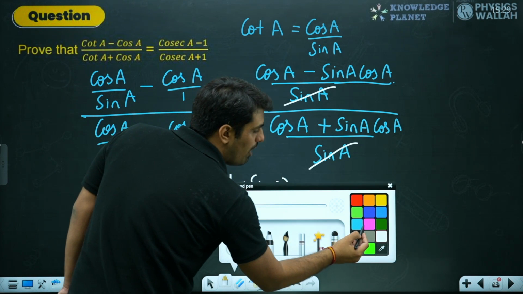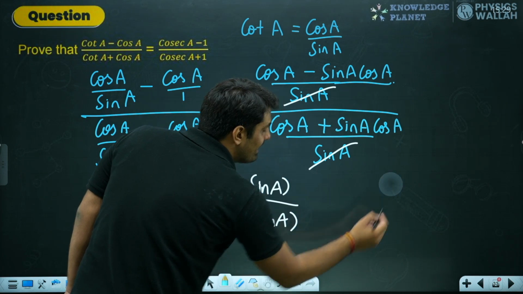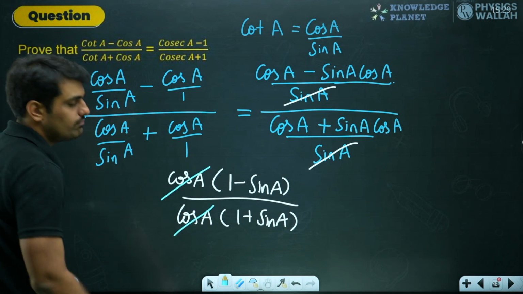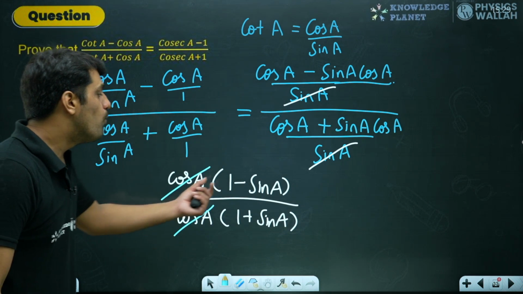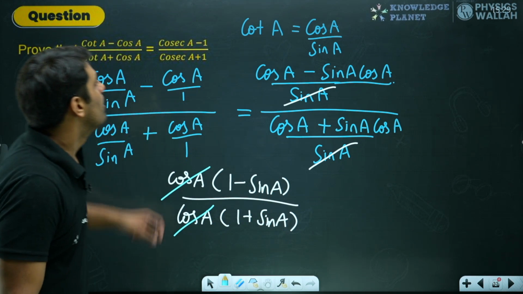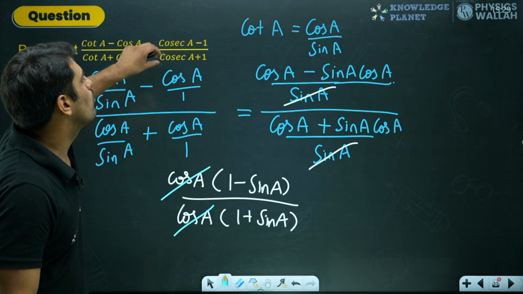Again, two things are common. So one thing is for sure, that I can cancel out one term. Both cos of A cancel. 1 minus sine of A, 1 plus sine of A. We are having cosec of A minus 1, cosec of A plus 1.